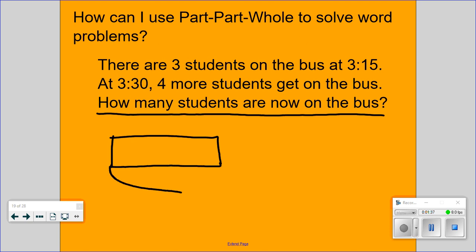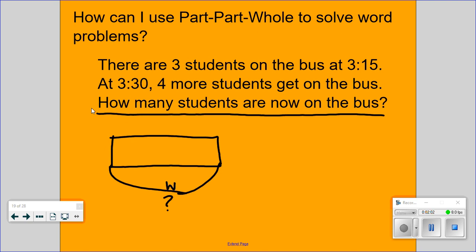The entire part of my bar, or my whole, is the total number of whatever it is I'm counting. I'm counting students. Based on this problem, if I read it again, it doesn't tell me the total number of students on the bus. It tells me some got on this time and some got on another time, but it doesn't tell me how many total. So down here I'm going to put a question mark.